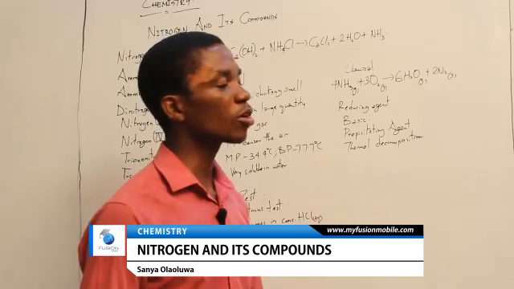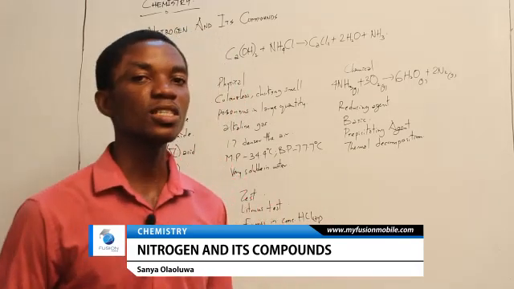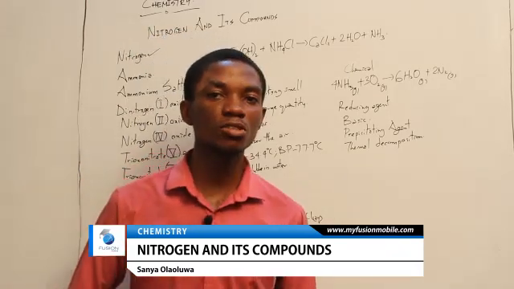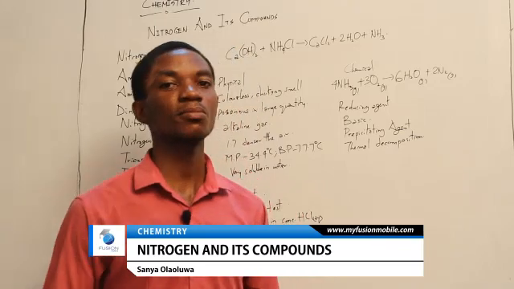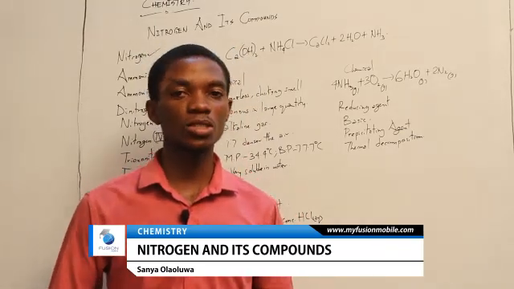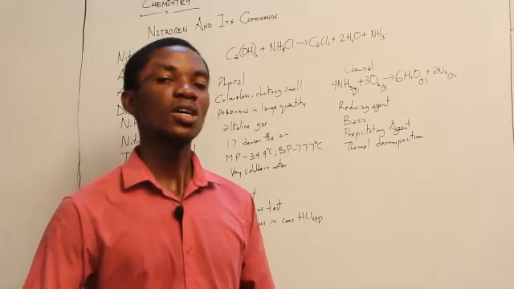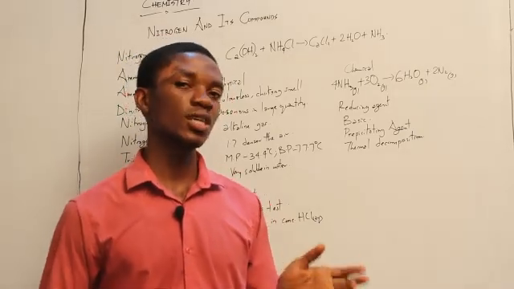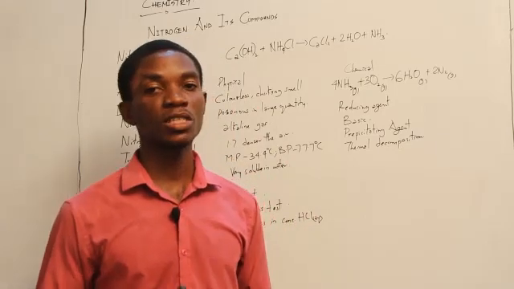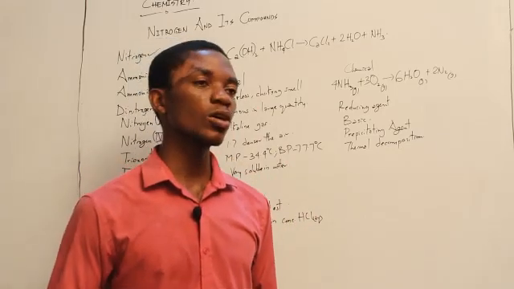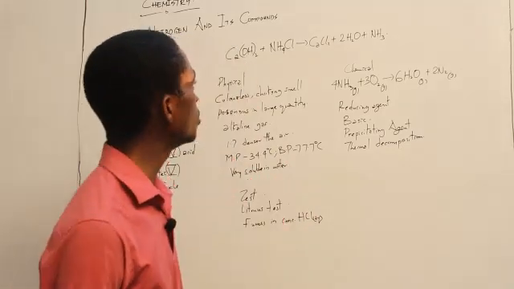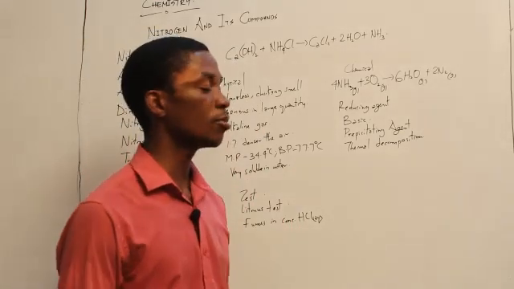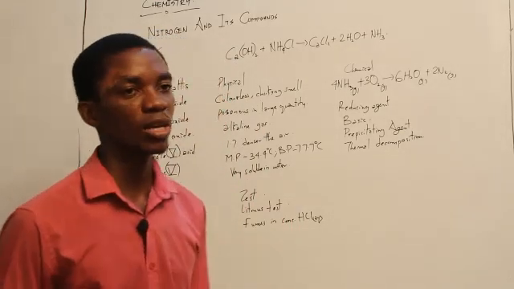It also decomposes thermally if you heat it to a temperature of about 500 degrees Celsius at standard conditions, that is standard temperature and pressure. It will decompose to form nitrogen and hydrogen. Okay, how is ammonia being produced industrially?